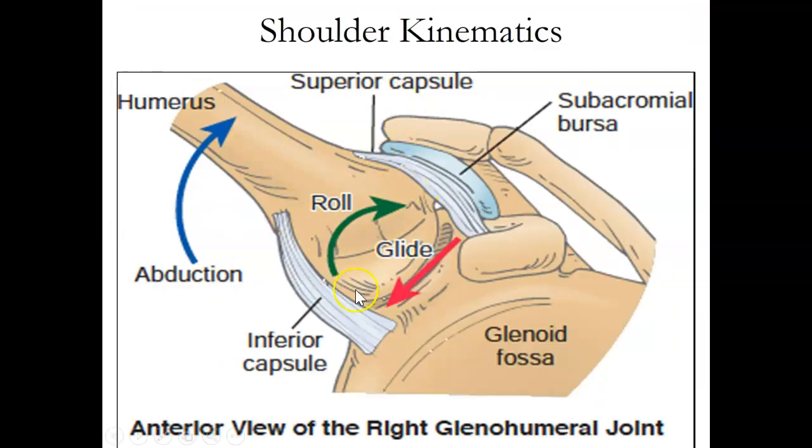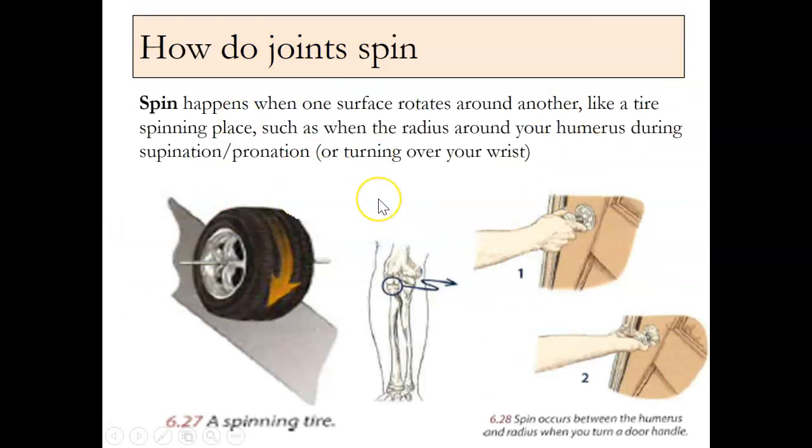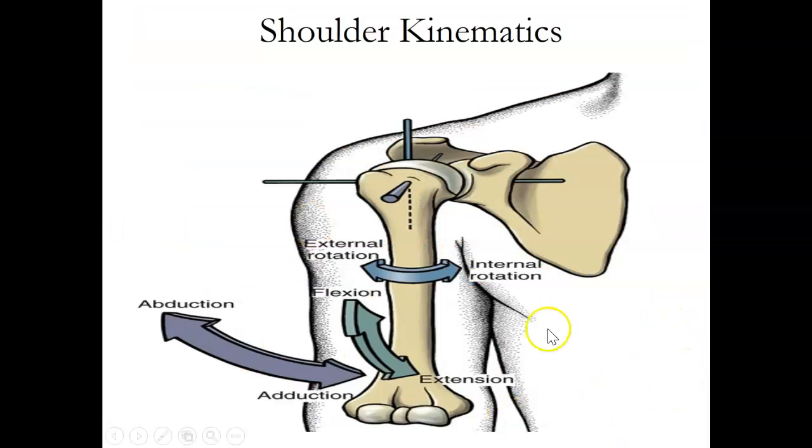Glides here. See how it's gliding down, gliding on this surface here. And then it spins. It just literally spins. There's a joint in the knee that spins. Think of a doorknob spinning, tires spinning. And again, it's internal and external rotation. It's spinning in, spinning out.